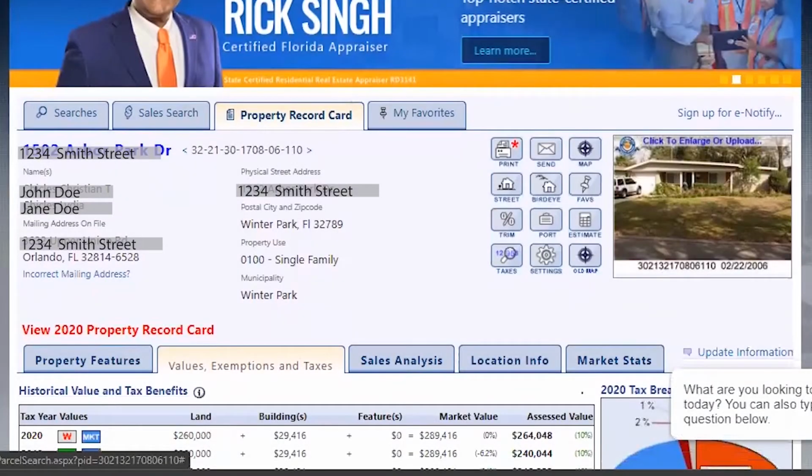So we're going to go to the OCPA, which we call the Orange County Property Appraiser's database. The first thing I'm going to look at is, okay, here we have the basic information. The first thing that stands out is it's a single family home.